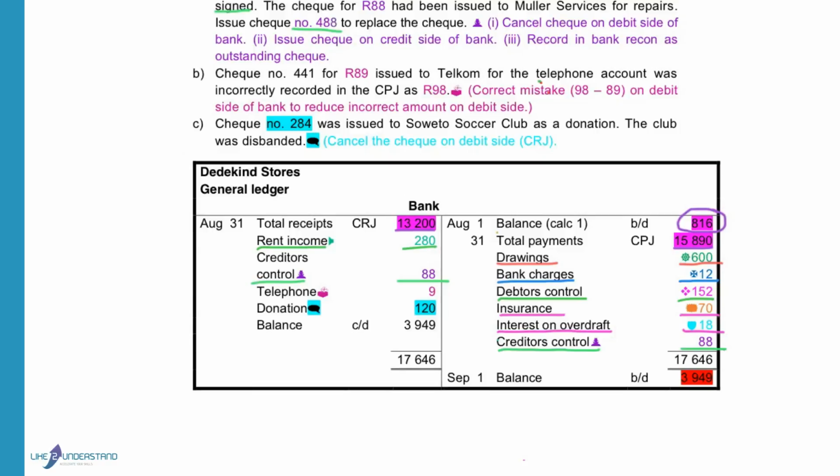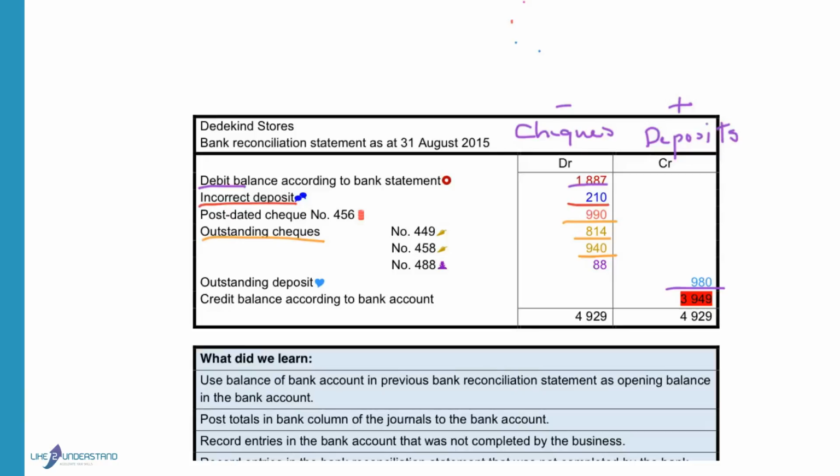So it's very important to remember that if a new check is issued, you have to show it as an outstanding check on your bank reconciliation statement, so that the bank will pay this money when the person takes it to the bank. So in the bank recon, we will show the 88 as check number 488 that must still be paid.